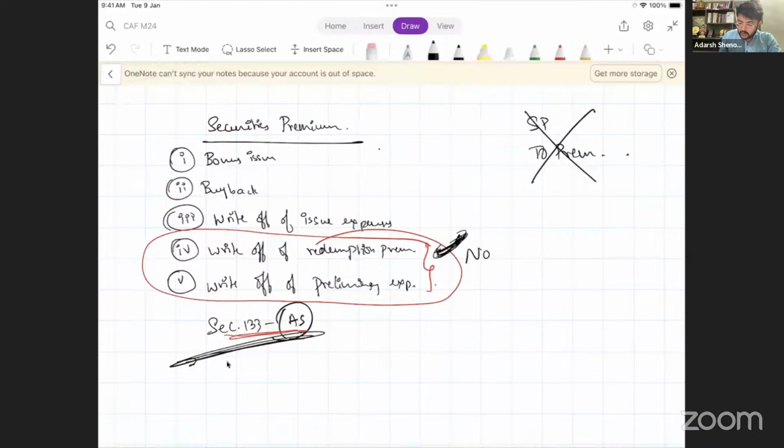Because this point is not applicable for them. So the last 2 points are not applicable for section 133 companies. In the last 2 points, section 133 companies are not applicable. So because of which almost all the companies can't use security premium for last two purposes. One is the write-off of the redemption premium, and the other one is the write-off of the preliminary expenses.